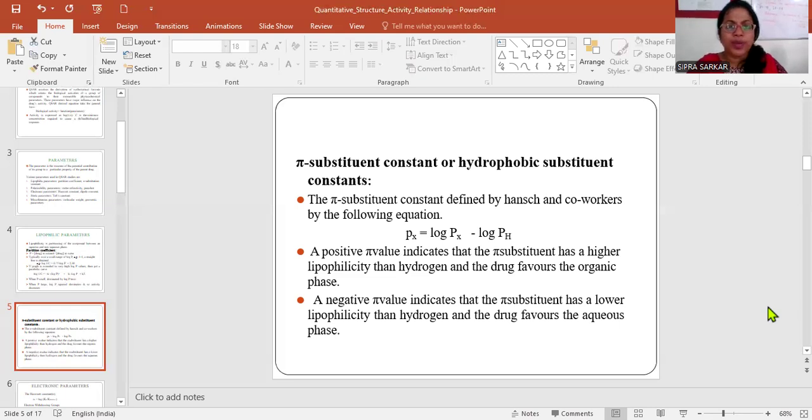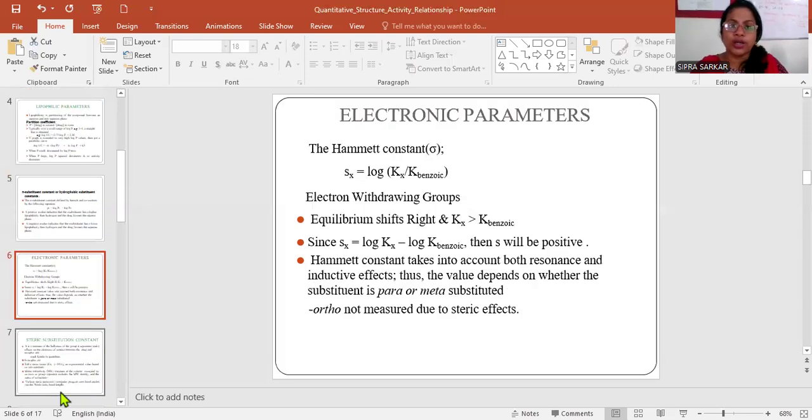A negative value means that the pi substituent has a lower toxicity than the hydrogen drug. That means if the pi substituent has a negative value, then the drug will go aqueous. So depending upon the criteria, whenever we require the drug to be solubilized in aqueous or lipid, that should be used. Suppose any drug like an injection, that should be solubilized in the water. So that's why the drug should be aqueous soluble.